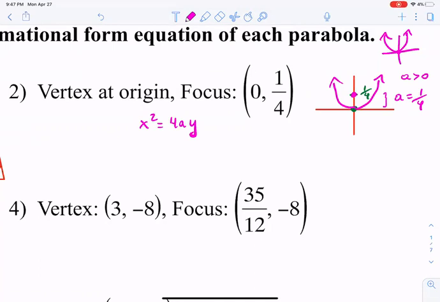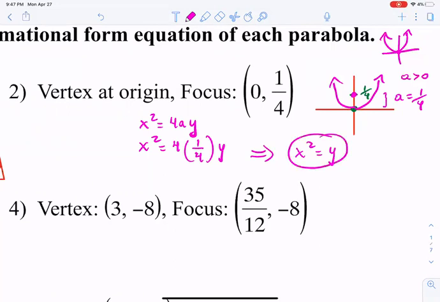And the only thing I need to plot is my number. So this is x squared equals 4, A is 1/4 and is positive, and this is y. So my final solution is going to be x squared equals y, right? Because 4 times 1/4 is just 1. So this is the answer. Okay? That's how you do that problem.